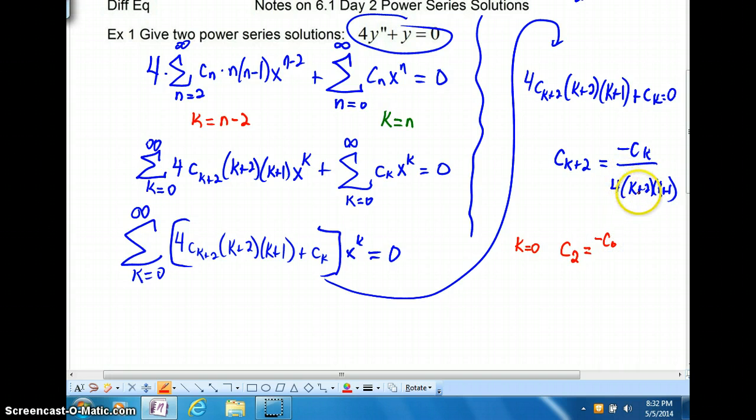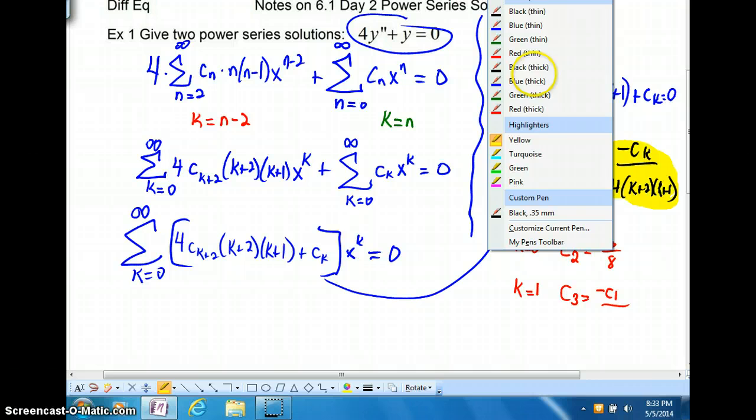Down below, if k is equal to 0, you'd have 2 times 1 times 4, and that simply is an 8. Now look, if I were to let k equal 1, I'd have c sub 3, and this would be negative c sub 1 down in this denominator. We could just take a look at these coefficients that I set equal to 0 and solved.